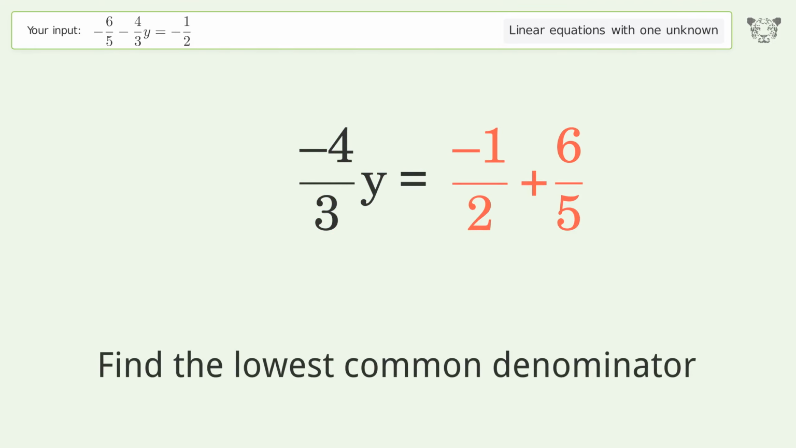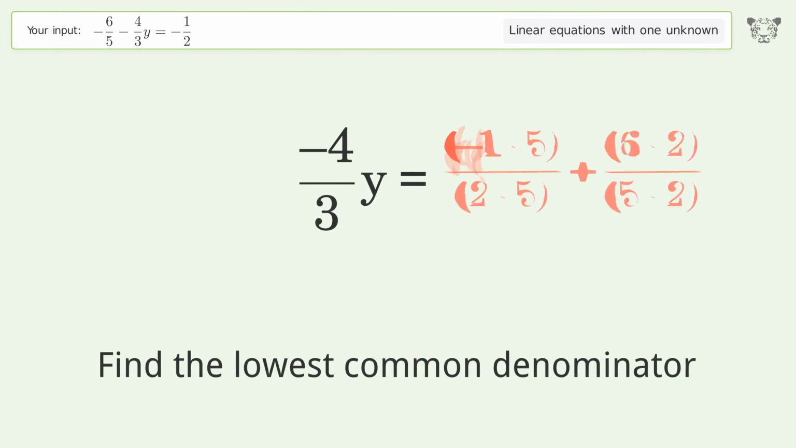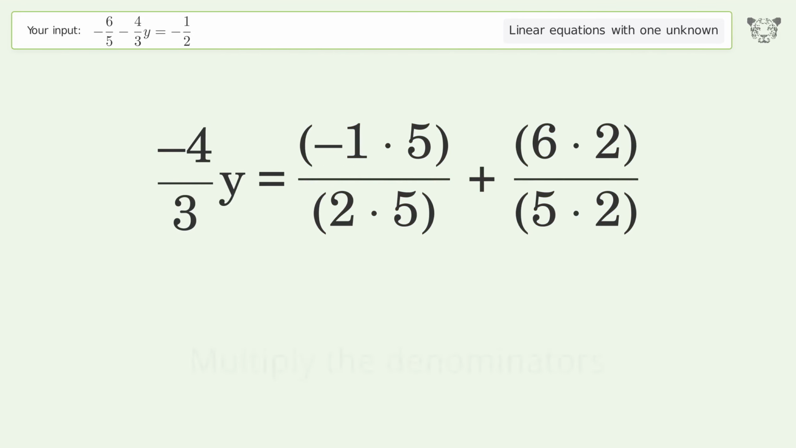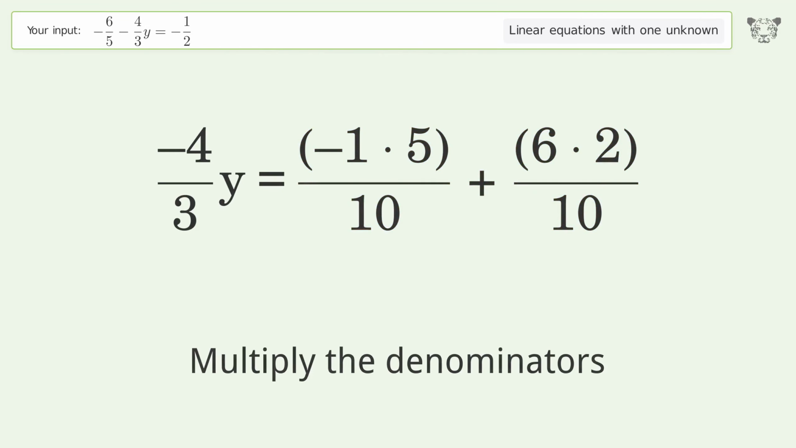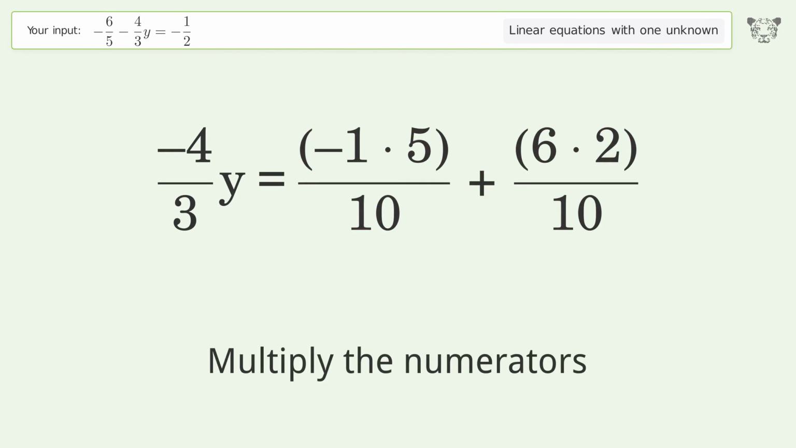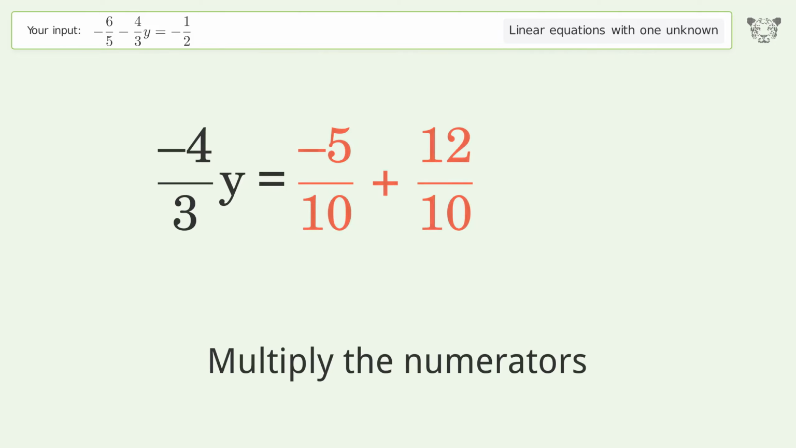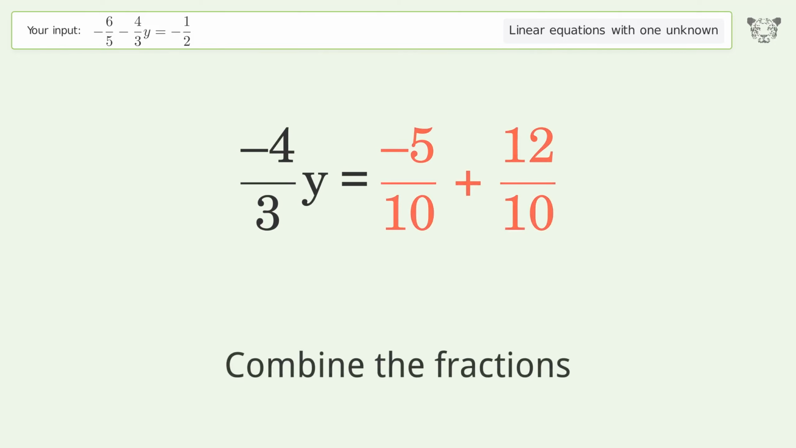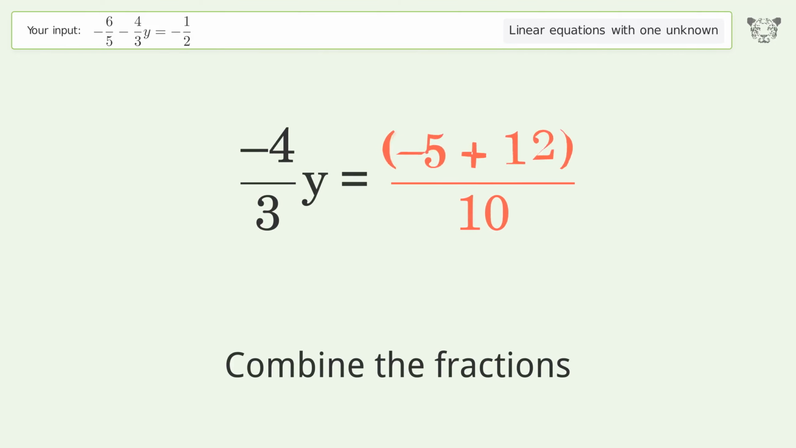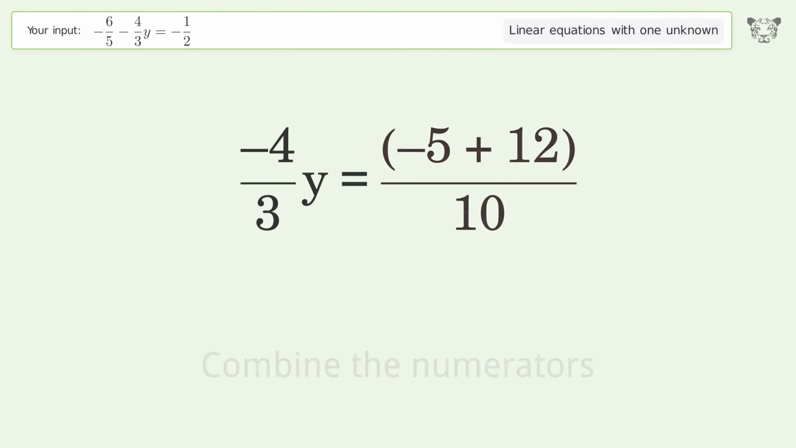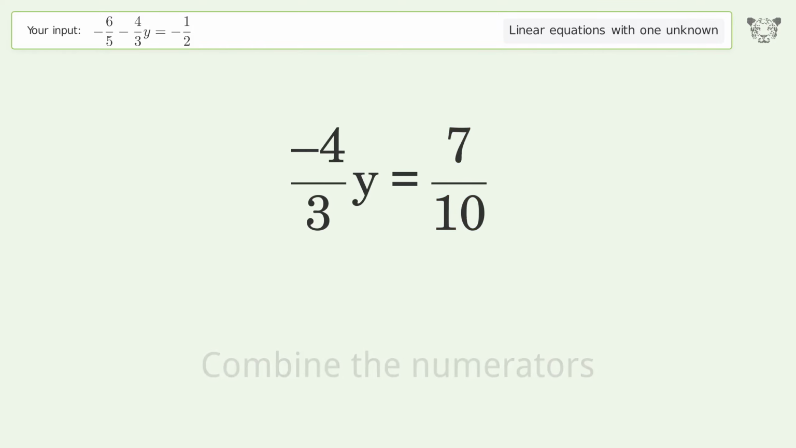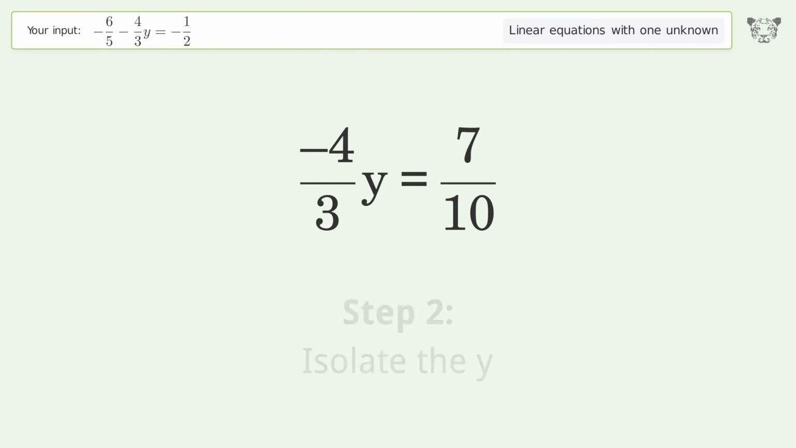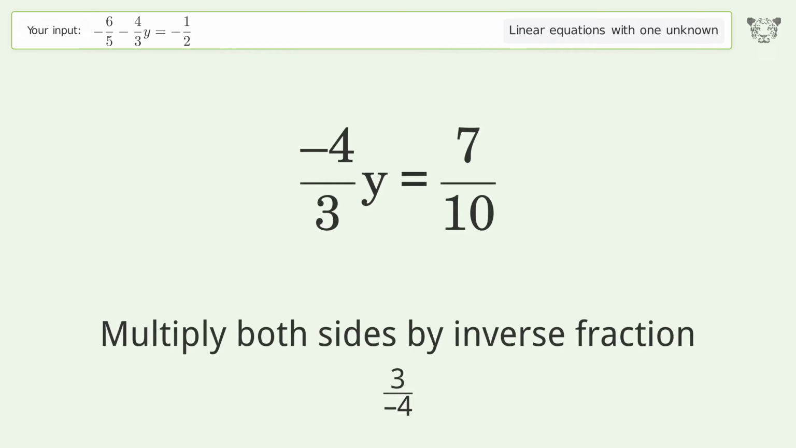Find the lowest common denominator. Multiply the denominators. Multiply the numerators. Combine the fractions. Combine the numerators. Isolate the y. Multiply both sides by inverse fraction 3/-4.